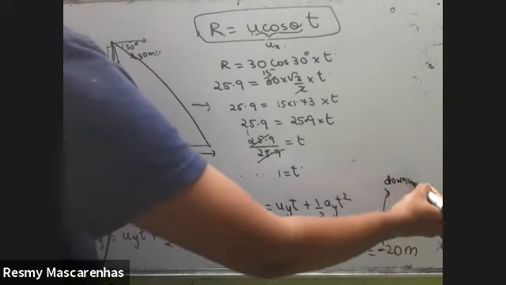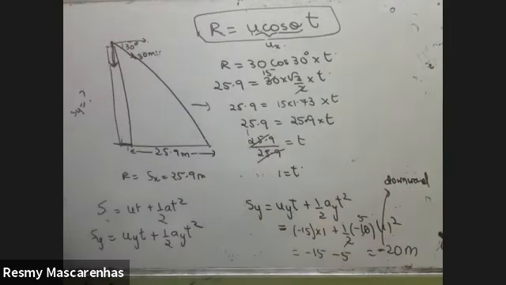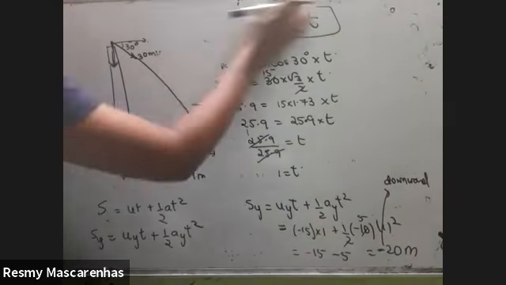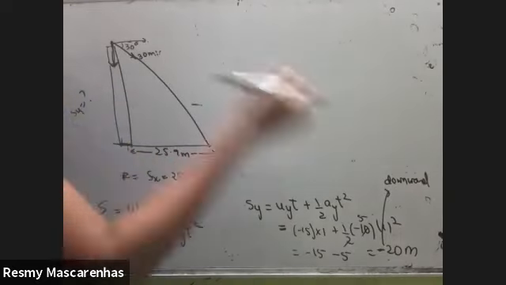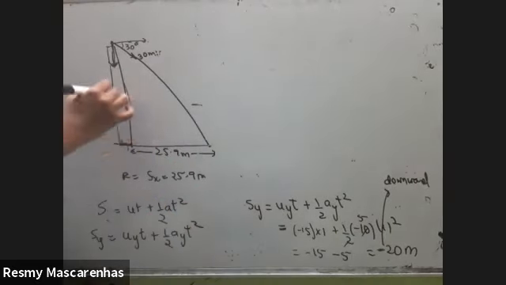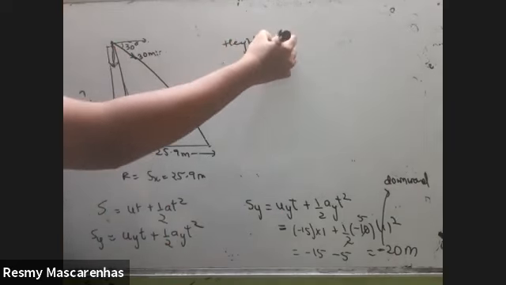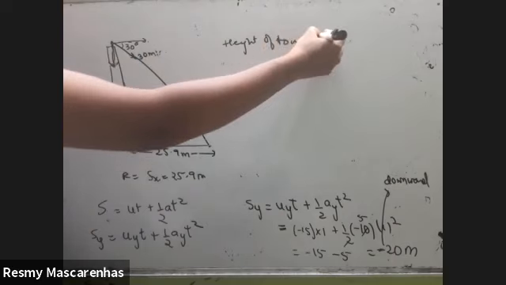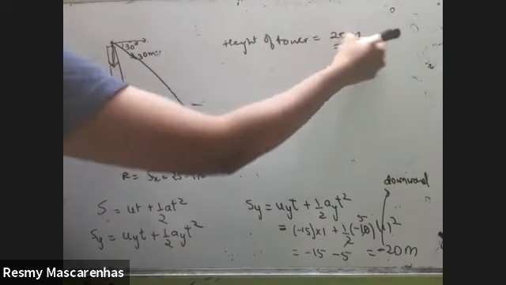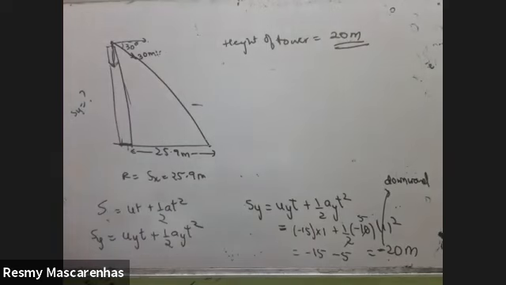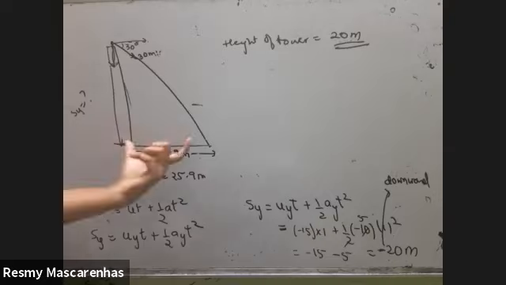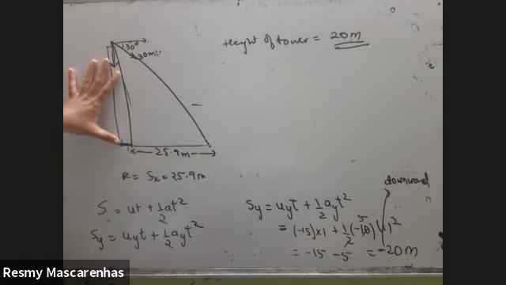So while writing the final answer, don't write minus 20. Height of the tower has been asked, so write in positive. Why this minus came? Just to indicate that the ball is coming in downward direction. But the height of the tower is 20 meters. So this is how we have to calculate in case this is given and you have to calculate the height.